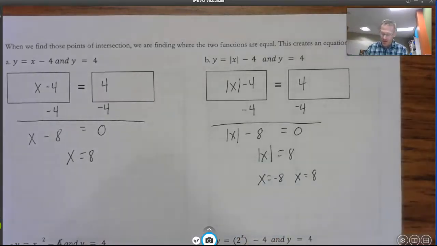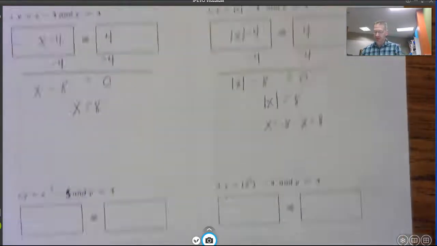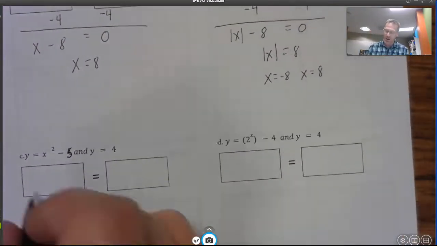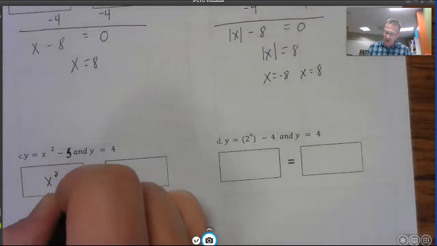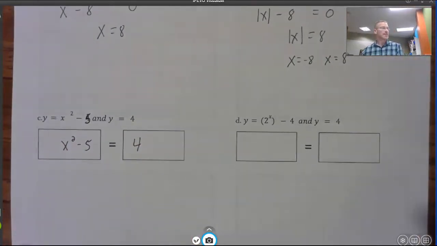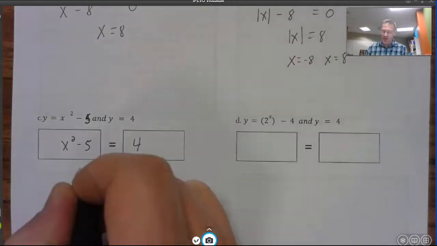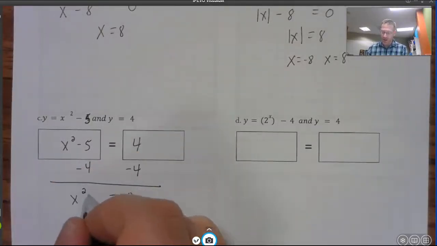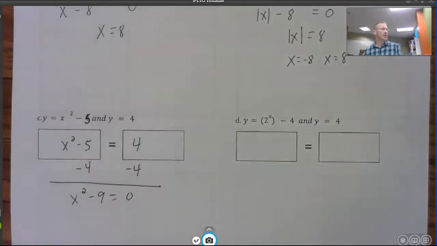Okay, so now I got to adjust, I had a little typo there. x squared minus 5 is equal to 4, right? So x squared minus 5 is equal to 4. And once again, subtract that 4, make that 0, equals 0. So x squared minus 9 is equal to 0.